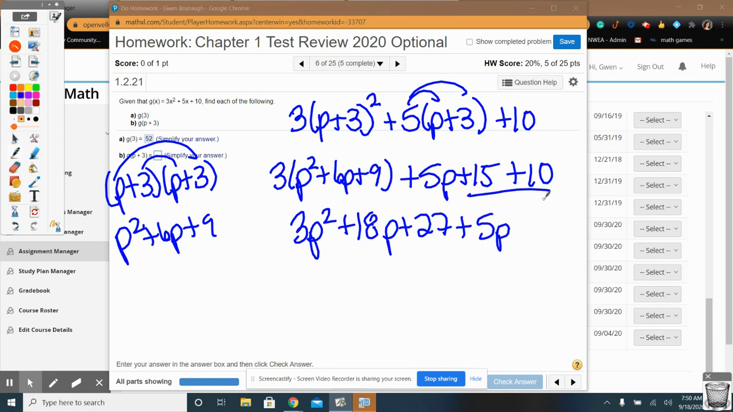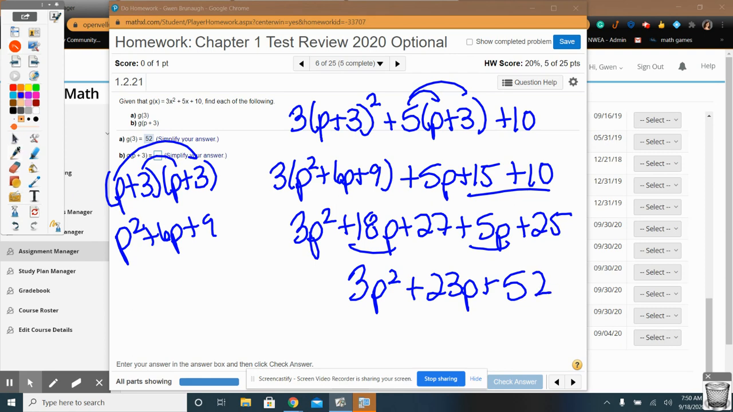I'm going to go ahead and combine those. Plus 25. What do I got here? 3p squared, 18 and 5p, that looks like 23p. And then I'm going to have the 27 plus 25. That's what I had in the last one, isn't it? 52. So that should be my answer.